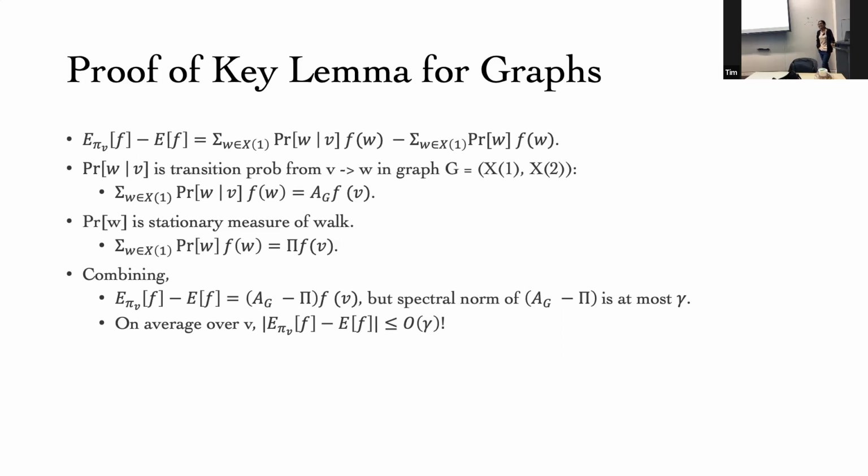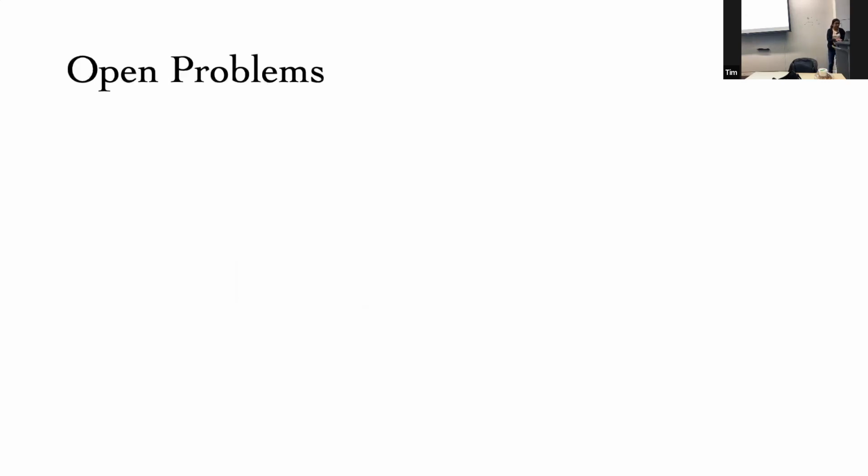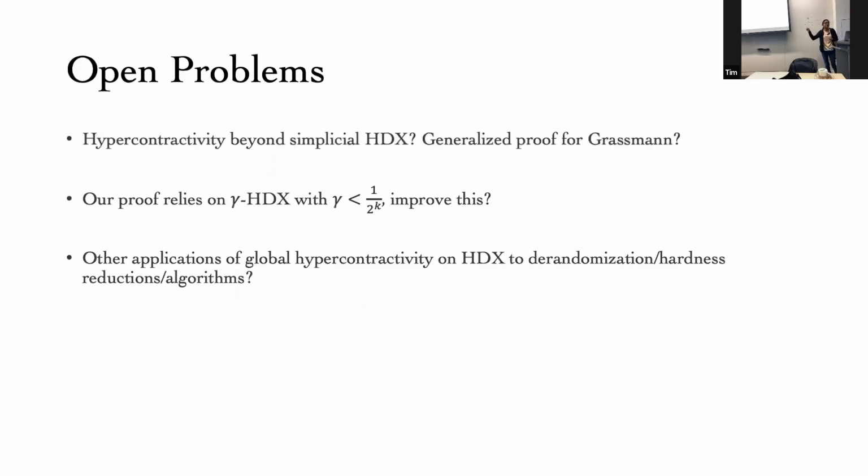So this works for any gamma HDX. Yeah, but we require this gamma parameter to be really small, which is an issue. If you want k to be large, for the Johnson graph it doesn't matter, but not if you take k to be more than log n or something, because of this parameter.